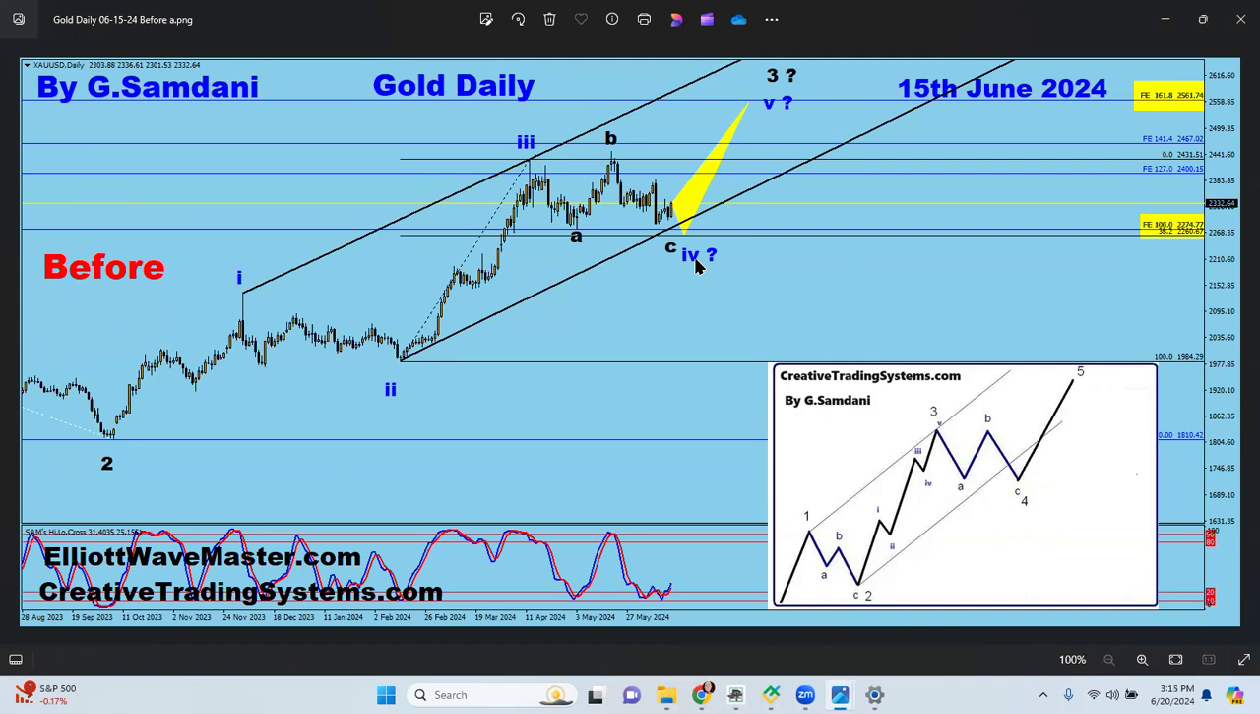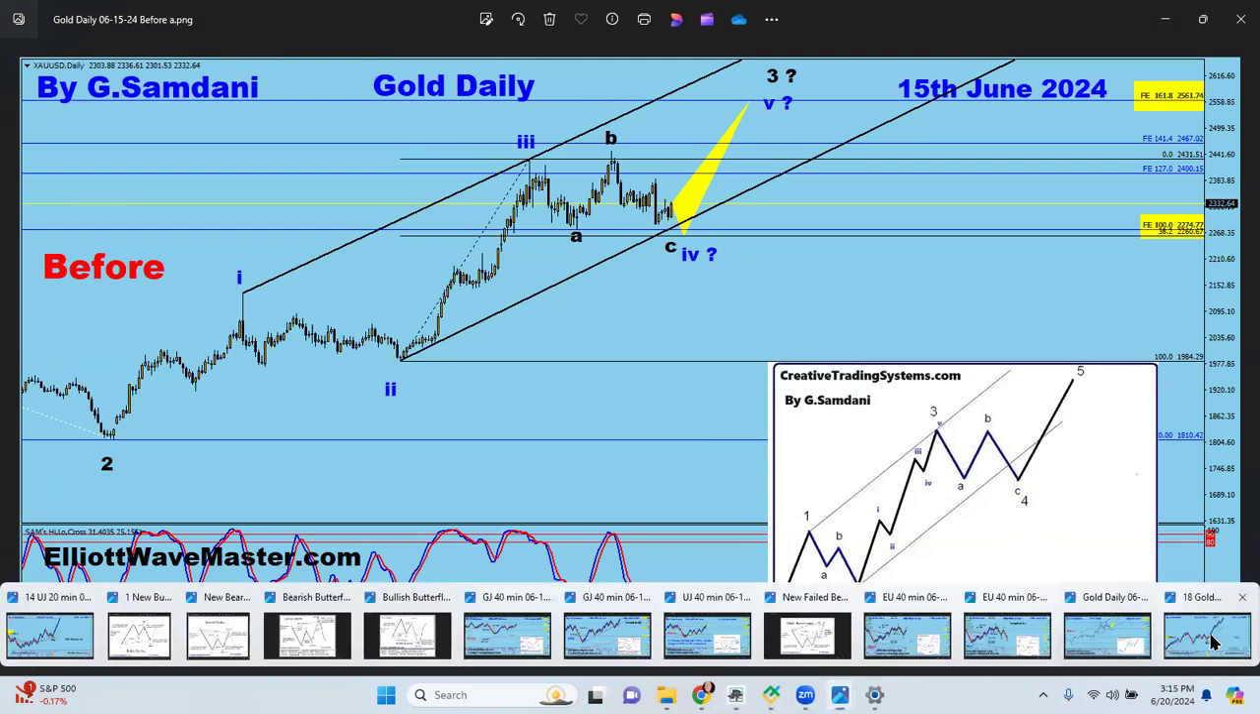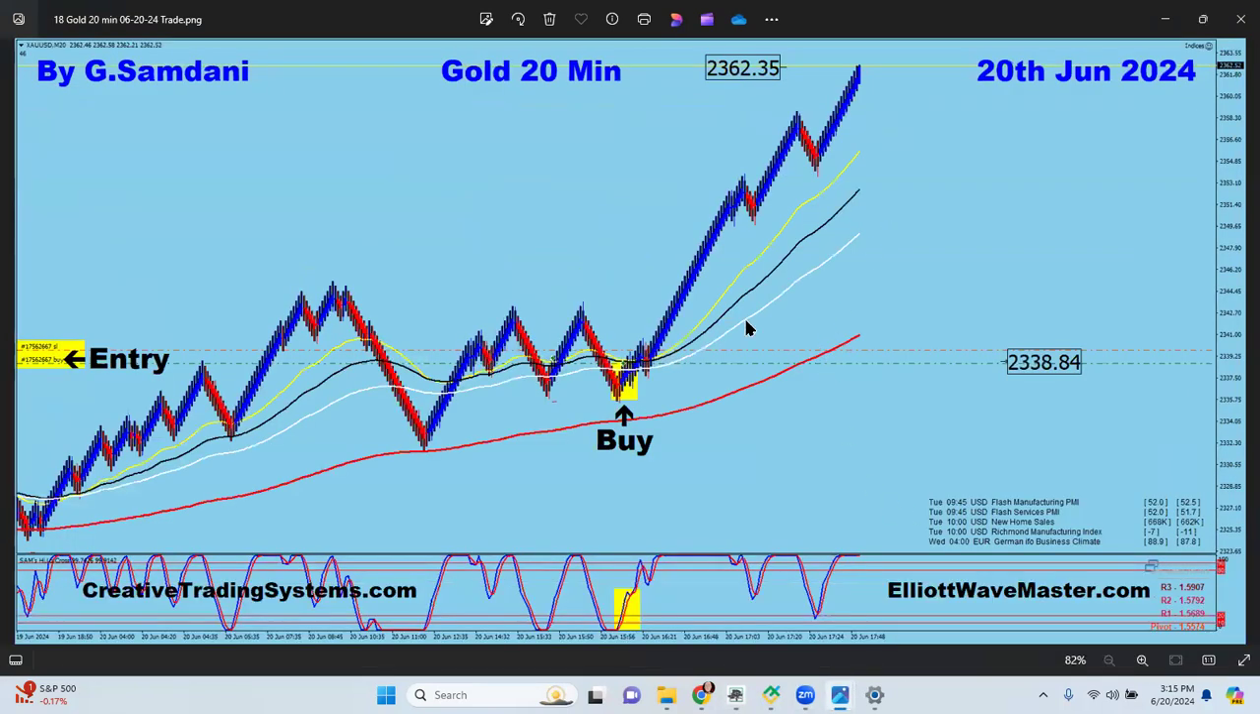But after the news, what happened? It just started to go to the upside and gave me a long setup, and I ended up having this trade today. You see that? Beautiful trade, right? Right there, the first entry was here, got knocked out. The second entry, boom, all the way.